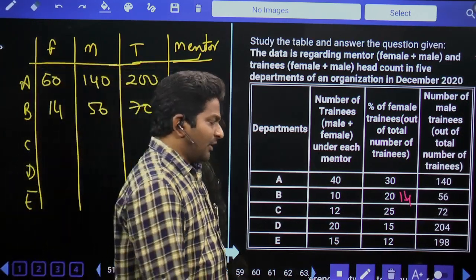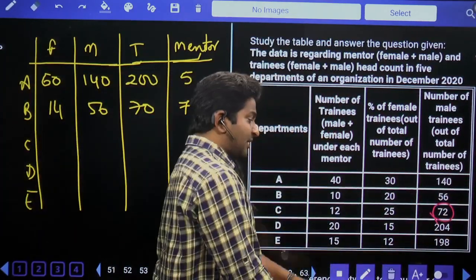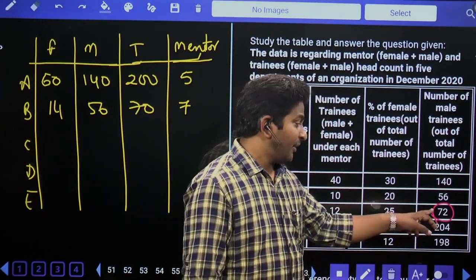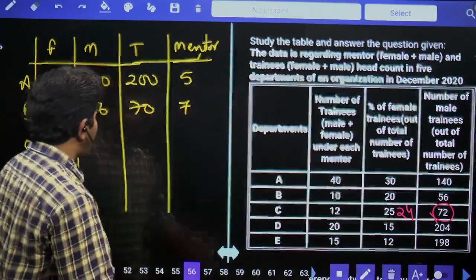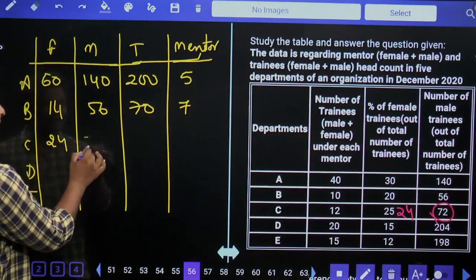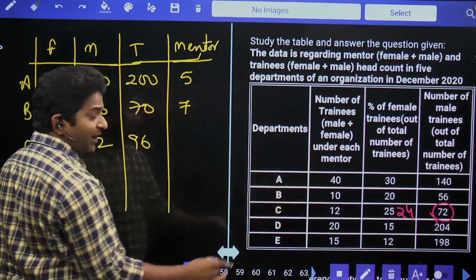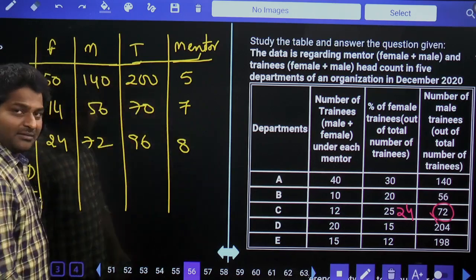Now 25 percent, then this is equal to 75 percent. Using 75%, how will we get 25%? One third. One third of this number is equal to 24. So female trainees are 24, male are 72, total 96. So each mentor will have 12 trainees. For 96 trainees, we need 8 mentors.